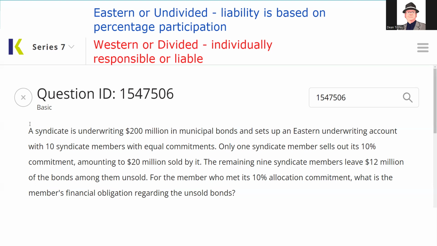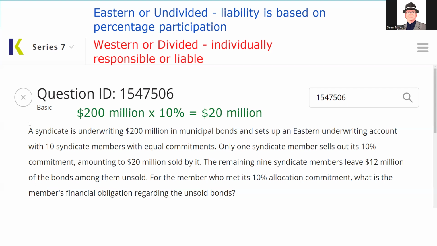A syndicate is underwriting $200 million in municipal bonds, sets up an Eastern underwriting account, 10 syndicate members with equal commitments. Okay, so that means 20 million apiece is what we're taking down. You know, it's just the vocabulary. I'm going to take down 20 million. As I said, if this is divided, what I take down stays down. In an Eastern, this isn't meaningful. What's meaningful is it's 10% of the deal.